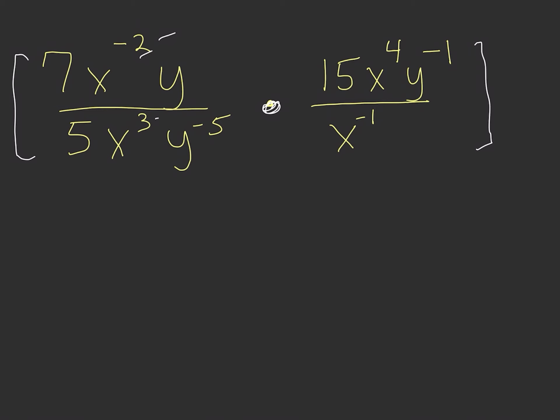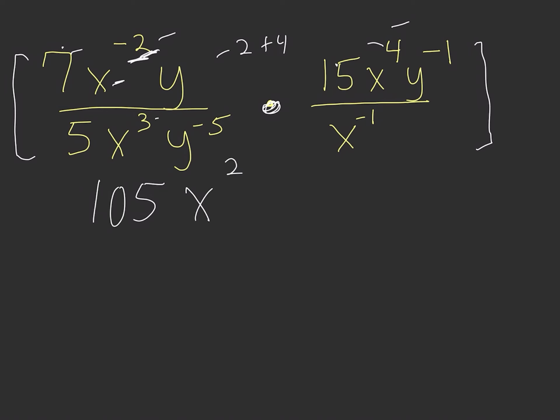So what I'm saying was I'd like to go the 7 times the 15. So that's going to be a 105 on top. And notice I have an x to the negative 2 right here, and I have an x to the 4. So this is the product rule. I'm just multiplying x to the negative 2 times x to the 4. What do we do? We add the exponents. So I'm going to have that negative 2 plus the 4, it's going to be a positive 2. So I write the x to the positive 2. And I'm not going to have to move it down because it's a positive now.